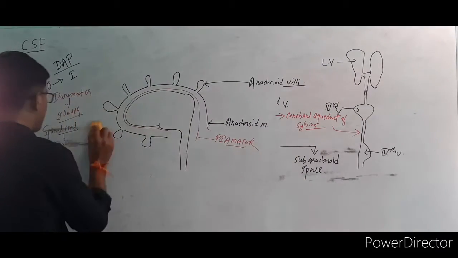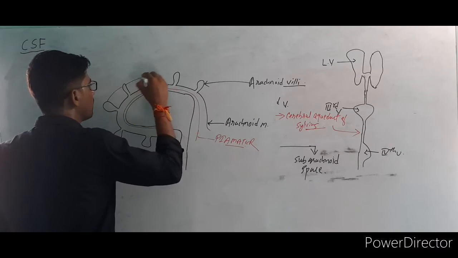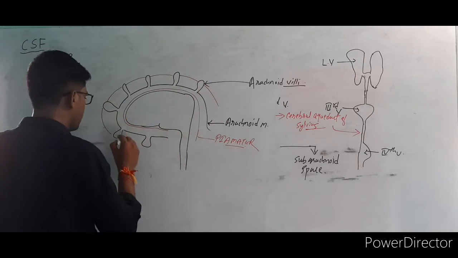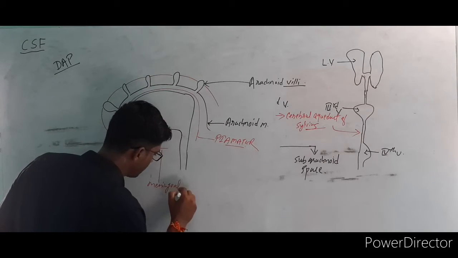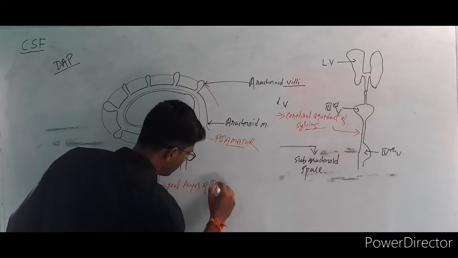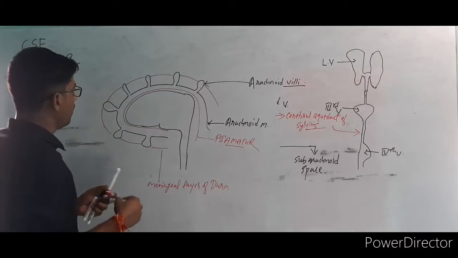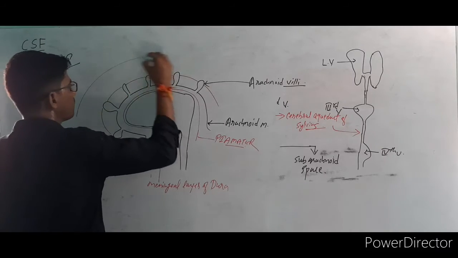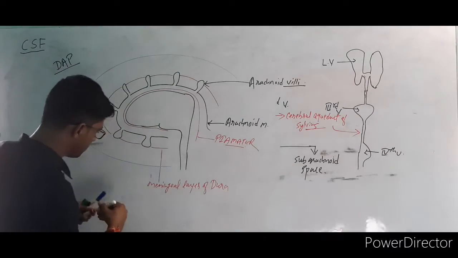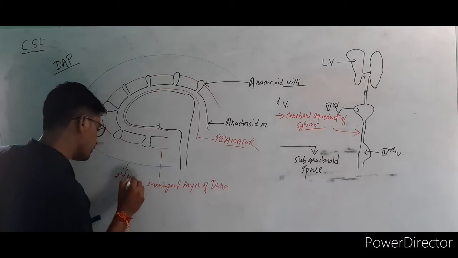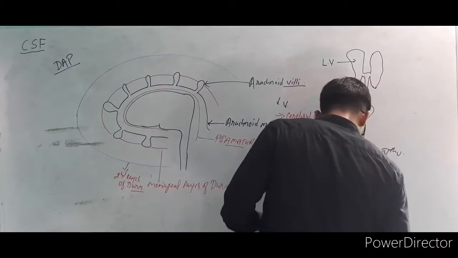First, the meningeal layer. This is the meningeal layer of the dura. Now, one layer is here. This is the second layer of the dura mater. Second layer of the dura.